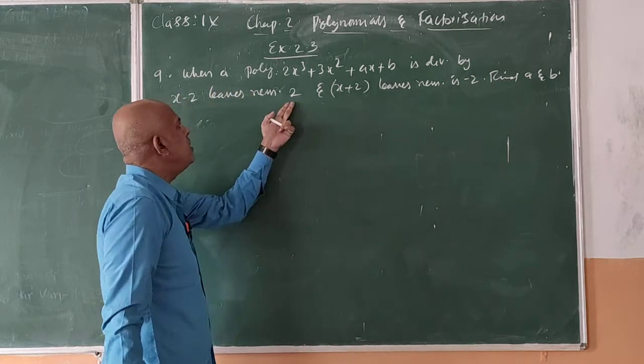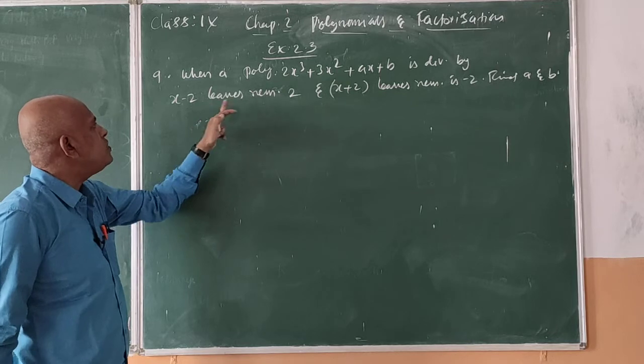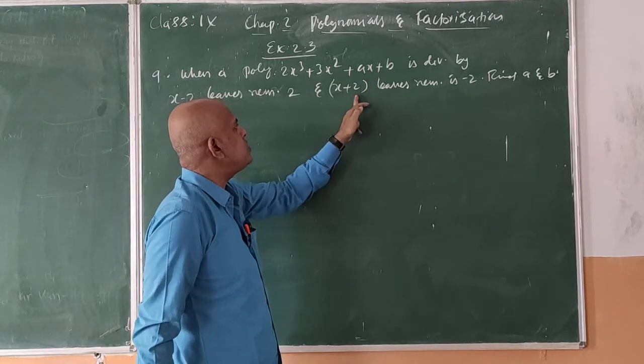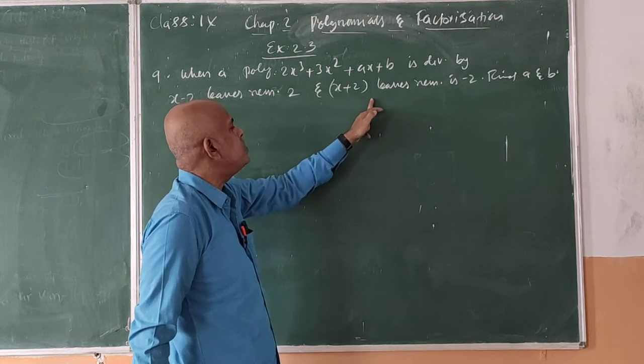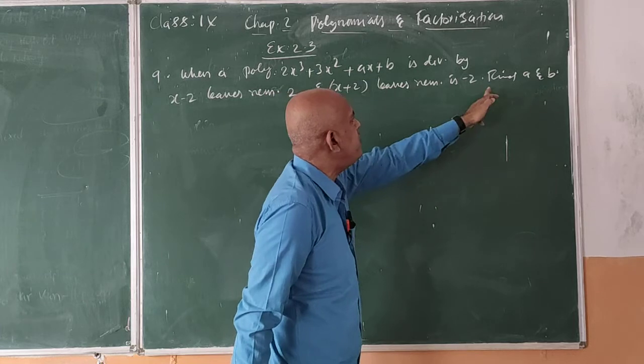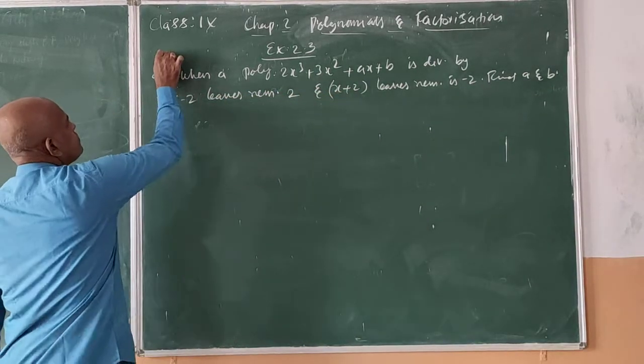Only the remainders are given. So if we substitute 2, because x minus 2 is equal to 0, p of 2 is equal to 2, as given. And for x plus 2 equal to 0, x is equal to minus 2, then p of minus 2 is equal to minus 2. Then we get two equations, and from them we have to find the values of a and b. A very, very important problem.